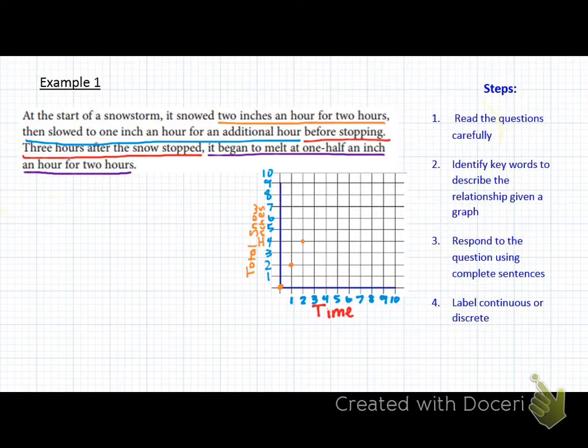It's in the blue, what's underlined in blue. It says, then it slowed to 1 inch an hour for an additional hour. That means it went 1 more inch after 1 more hour. So at hour 3, I should get 1 more inch. So since it's 4, I'm going to add 1 more to 5.